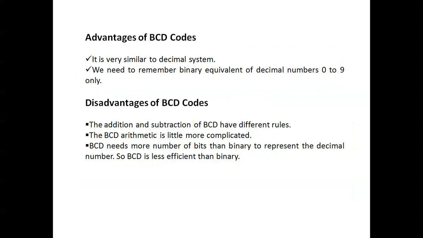Advantage of binary coded decimal: it's very similar to the decimal number, only the binary equivalent is from 0 to 9 only. And the drawback: addition and subtraction in BCD have different rules. Okay, that's a big drawback. And BCD arithmetic is a little bit more complicated, and BCD numbers need more bits to represent and are less efficient than binary. That means BCD number bits are binary represented. The BCD is less efficient than binary.